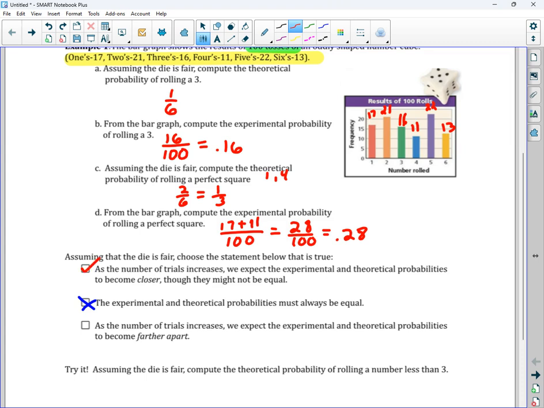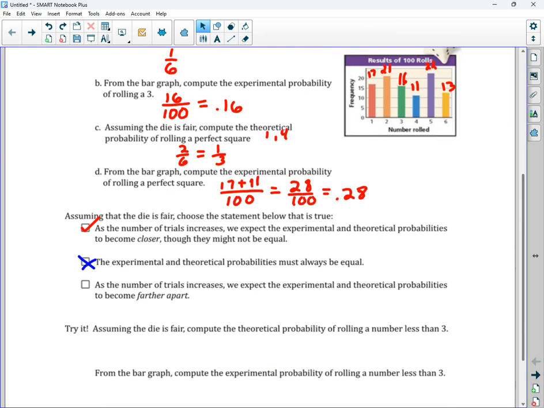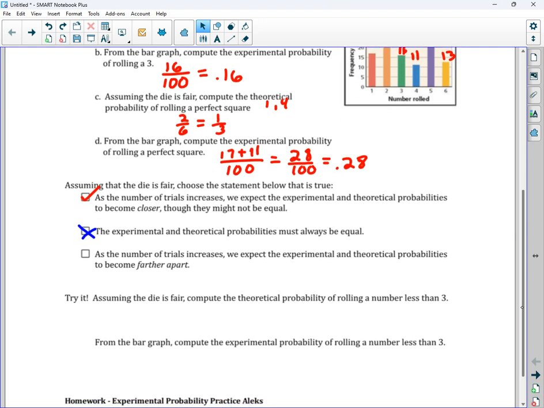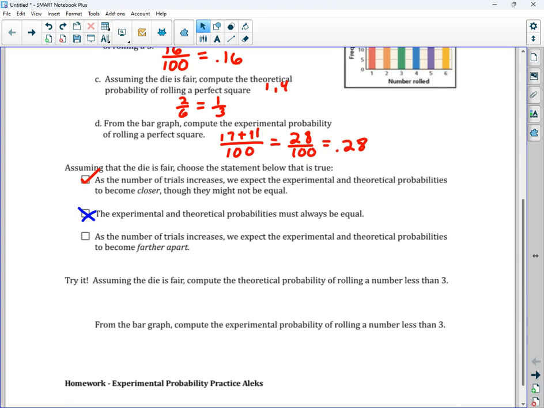When we did the M&M activity, we talked about the law of large numbers. The more times we roll, or the more times we do an experiment, it should get closer and closer and closer to the theoretical. So take a second, do the try it. Assuming the die is fair, compute the theoretical probability of rolling a number less than 3. From the bar graph, compute the experimental probability of rolling a number less than 3. I'll pause the video so that you can answer the question, and then you'll come back and we'll see if you got it correct.